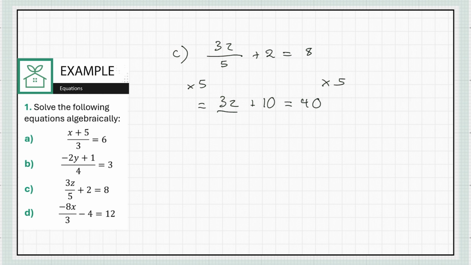Alright, so let's take 10 away from both sides. 3z plus 10 minus 10 is just 3z. And 3z is going to be equal to 40 minus 10, which is just going to be equal to 30.